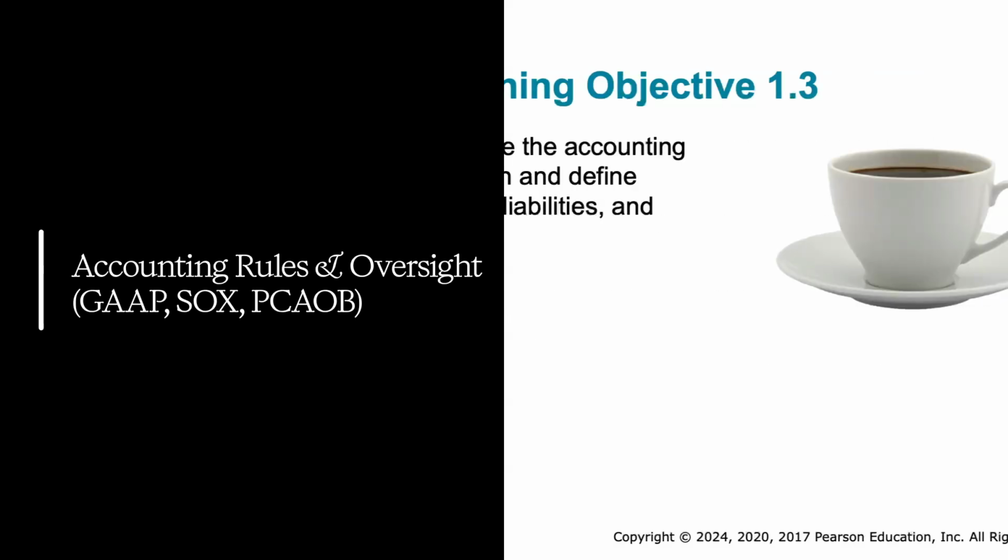Okay, so that's learning about the accounting system and describing what's going on within the accounting system, and why we need accounting and why we use it. And we're going to start the next lecture with learning objective 1.3. We're going to describe the accounting equation to define assets, liabilities, and equity. All right, so we'll see you in the next lecture.